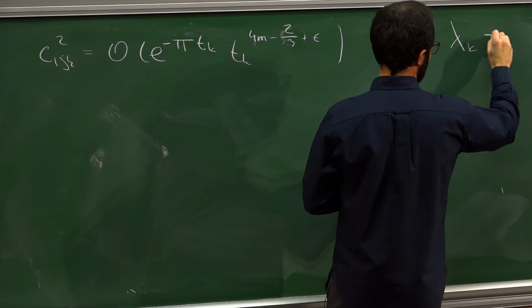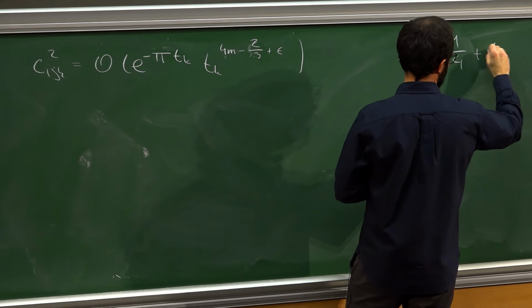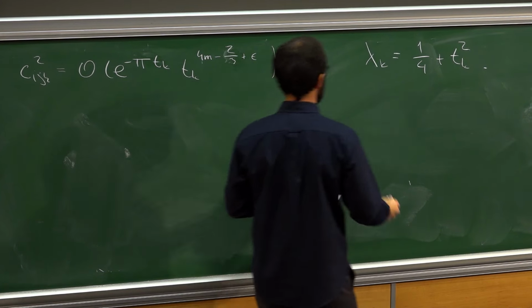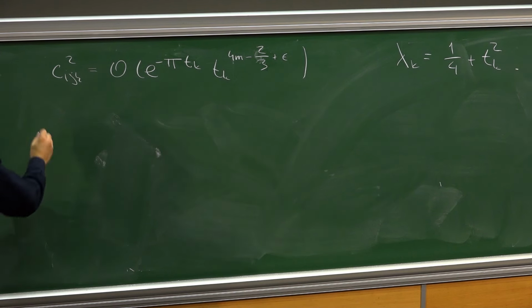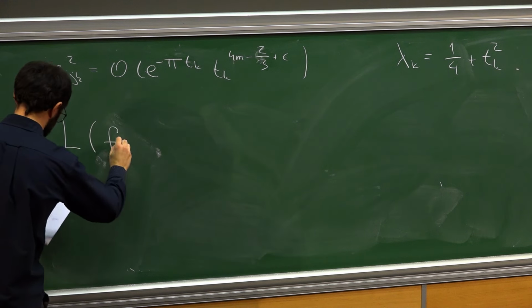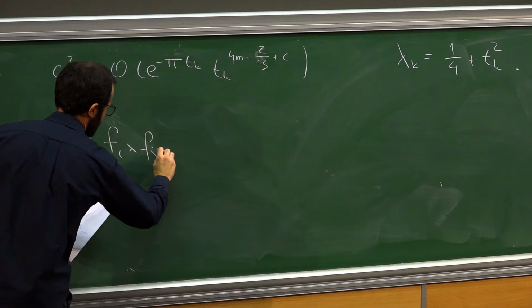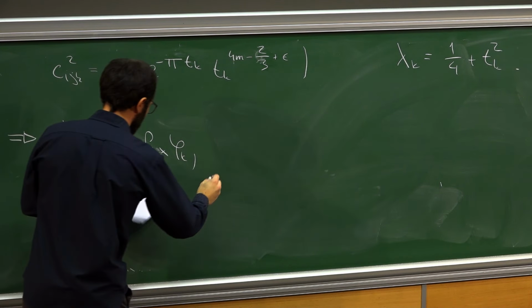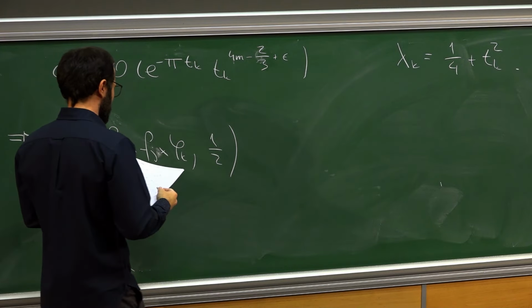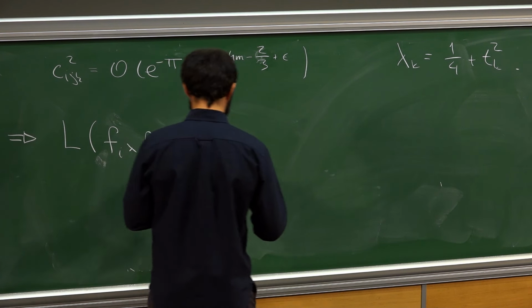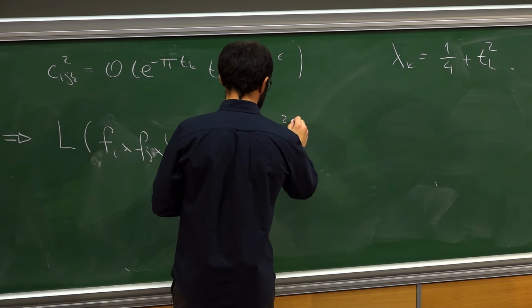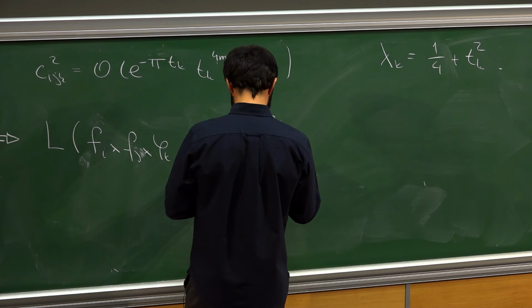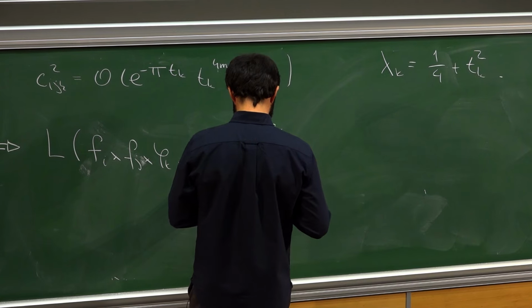Instead of using the eigenvalue, I'm writing the eigenvalue as 1/4 plus t_k squared, because this is the more natural parameter. Then this bound implies a bound on this triple product L function evaluated at 1/2, which is t_k to the 2/3, I suppose. Well, it's the conductor to the 1/6.